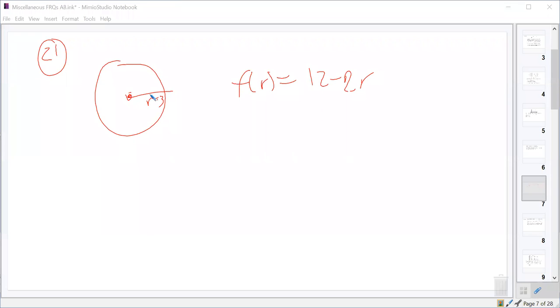This is our city, which has a radius of 3 miles. The density of the population is 12 minus 2R, and it says that is at R miles from the center. No, not R miles from the center. Sorry, I misread that. R miles from the highway.